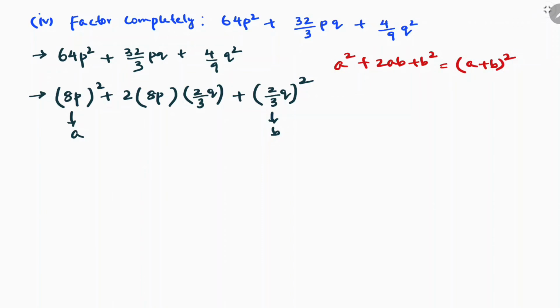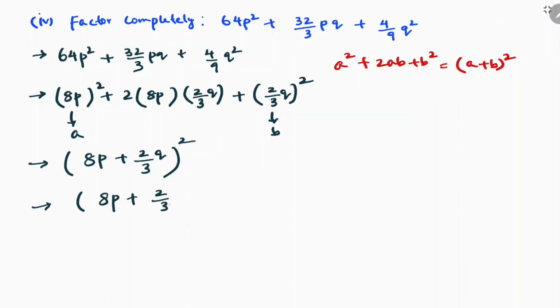So I can write directly a plus b whole square, 8p plus 2 by 3 q whole square, or I can write (8p plus 2 by 3 q) into (8p plus 2 by 3 q).